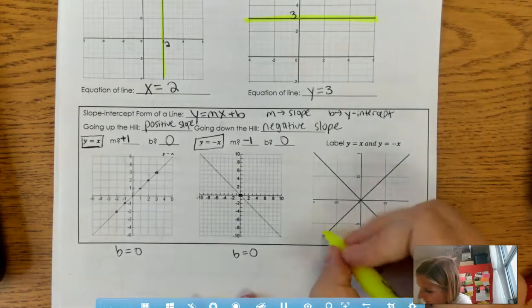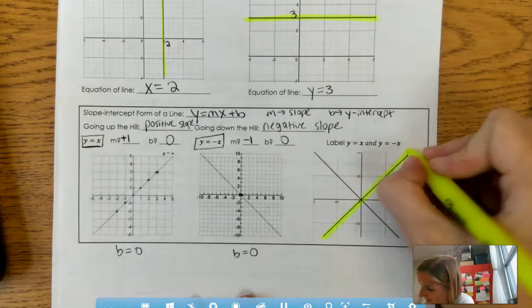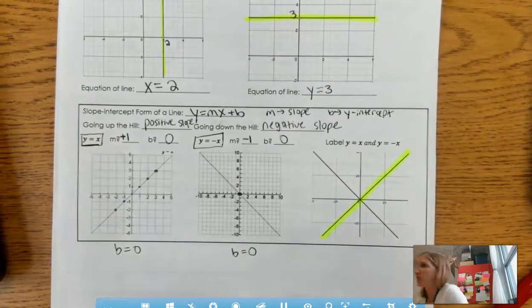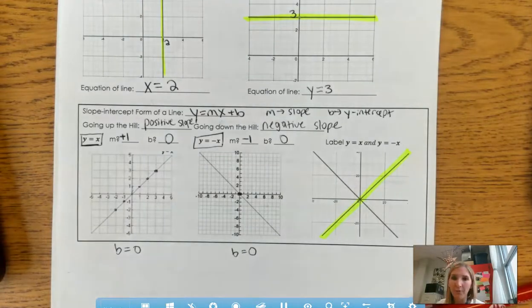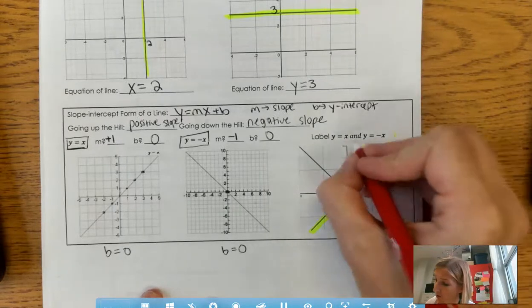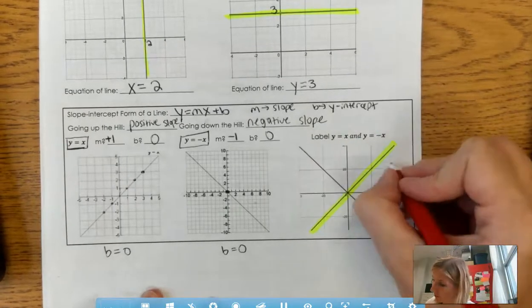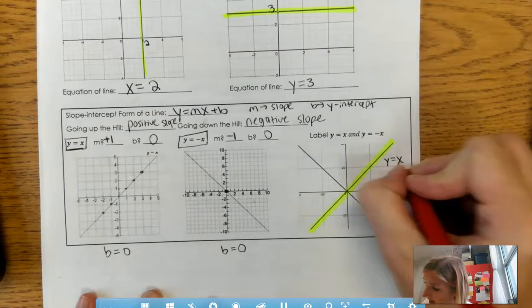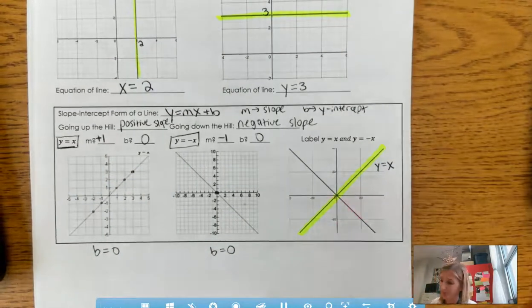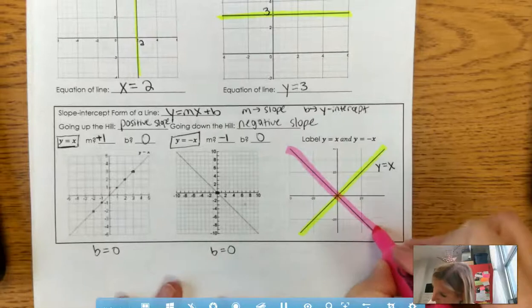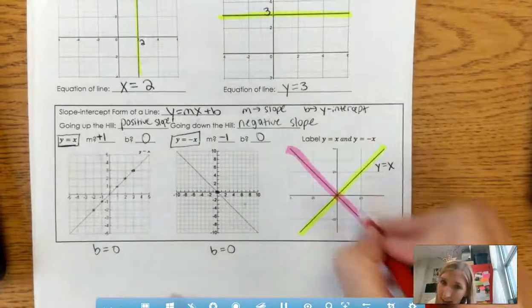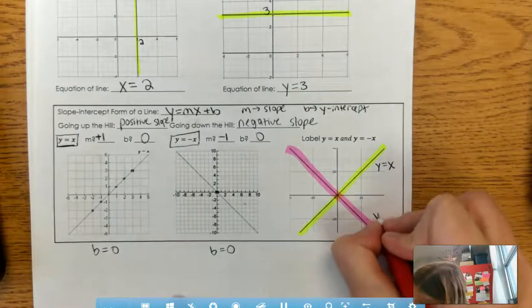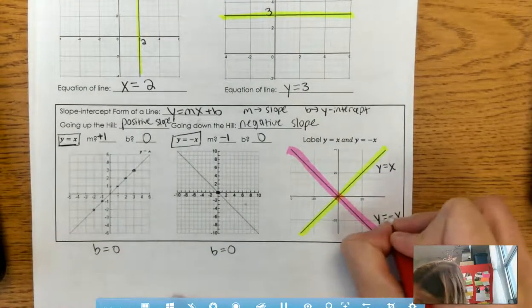All right, so I'm going to highlight them with colors so we know which one we're talking about. So this yellow one that I just highlighted, looking at it, you can tell from left to right it's going up, so it must have a positive slope. Of these two equations, the only one with a positive slope is y equals x. So this line right here is y equals x. All right, what about the pink line? You only have one other option. So it's going down from left to right, which means it's negative. So this is y equals negative x.